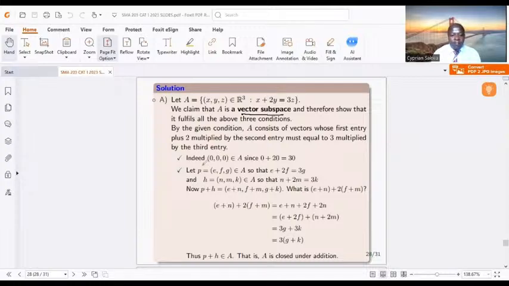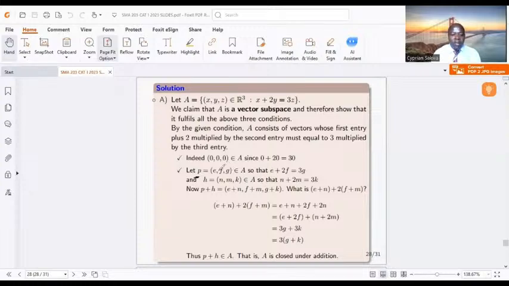Indeed, it has the 0 vector, because you can see that 0 plus 2 times 0 is 3 times 0. So the 0 vector is there, and it has satisfied the first condition. For the second condition, we want to pick any 2 elements from A and add them and see whether the result is a member of A. So I want to pick an element P, which is E, F, G.